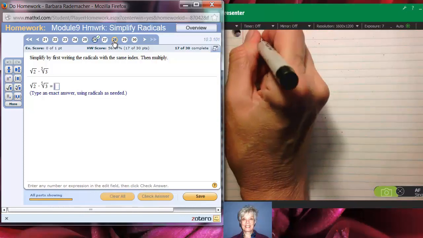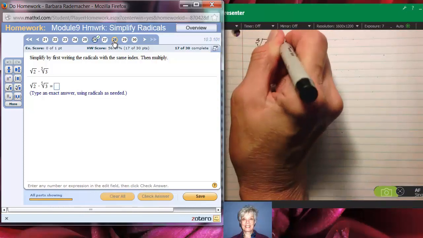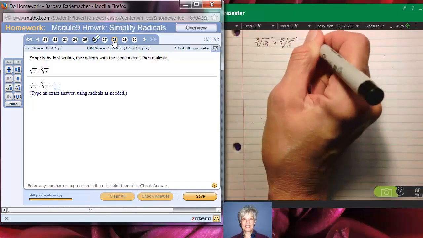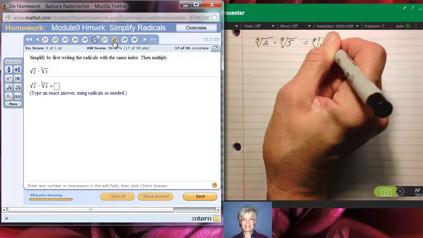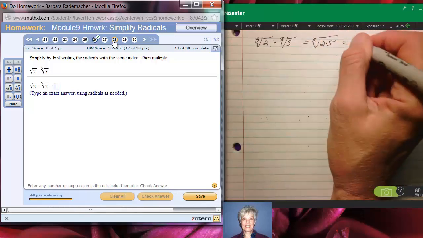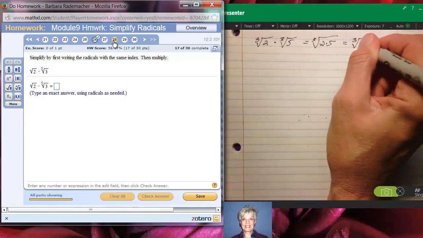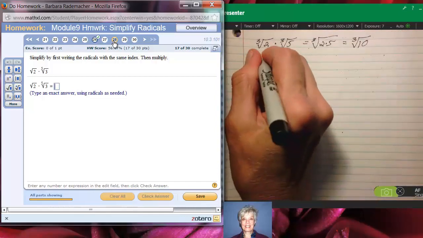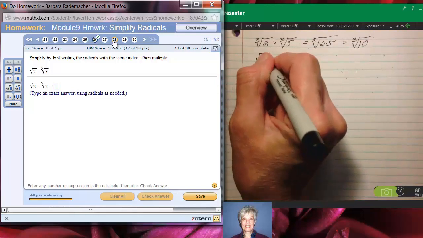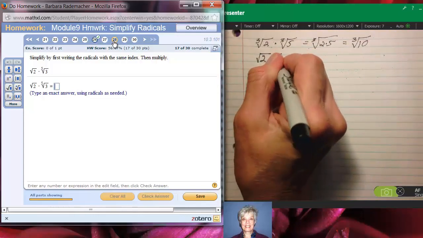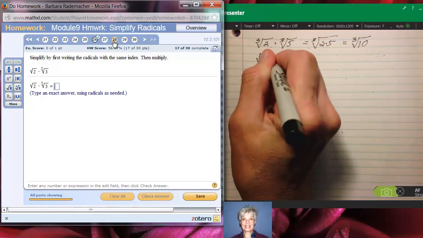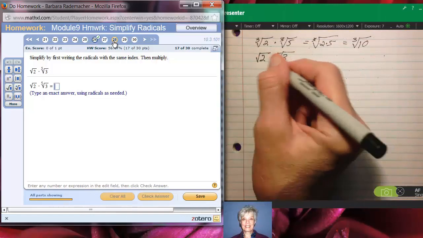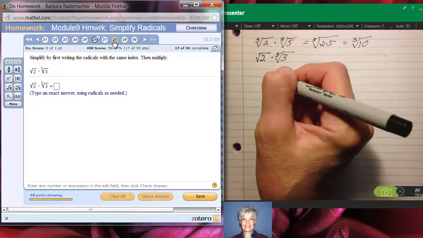Before, we could say the cube root of 2 times the cube root of 5, and because they're both cube roots, we could just combine them, 2 times 5, and that would be the cube root of 10. But look at this problem right here. You've got the square root of 2 times the fifth root of 3. We have a new rule you have to use here because you can't multiply these the way they are right now.